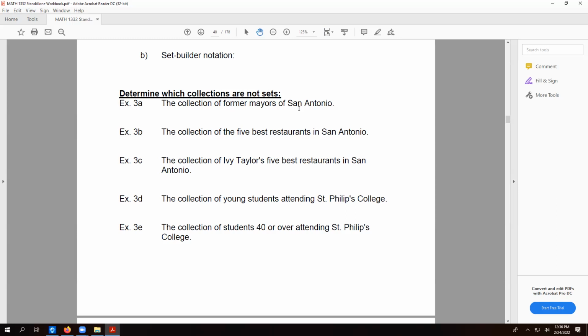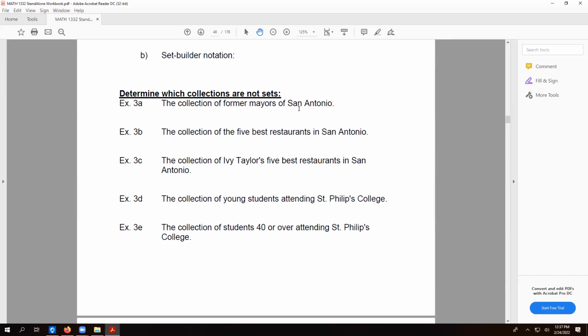3B, the collection of 5 best restaurants in San Antonio. Is that a set? Yeah, I think so too. I mean, we have all 5 in the set. And we'd call the set the top 5 restaurants. Why not? I suppose it could be subjective, just because we're looking at the next one.